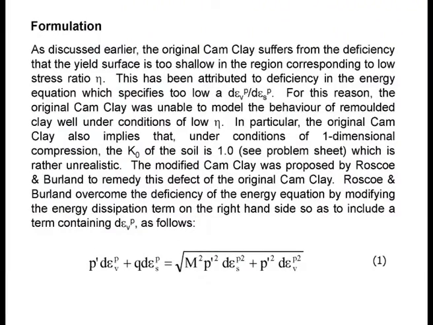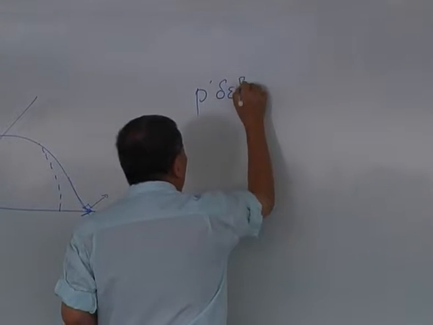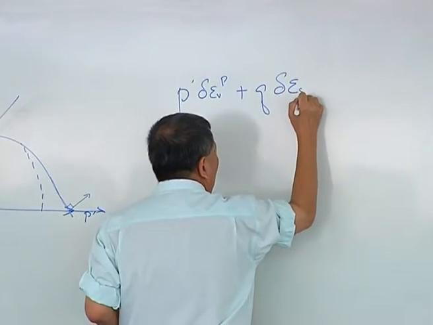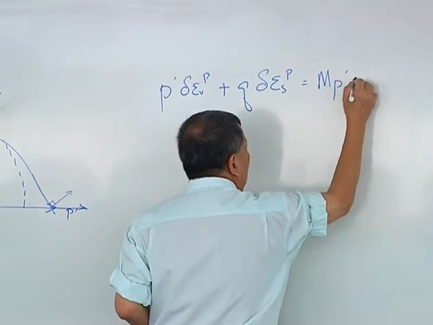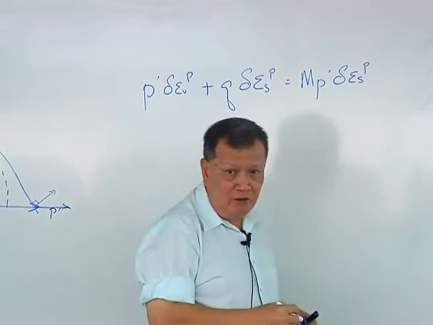Now, John Berlin is a very astute character, and he realized where the problem is. If you look at the Cam Clay work equation, let me write it out for you so we don't have to flip that page again: p' δε_v^p + q δε_s^p = M p' δε_s^p. Agree? This is the original Cam Clay work equation.